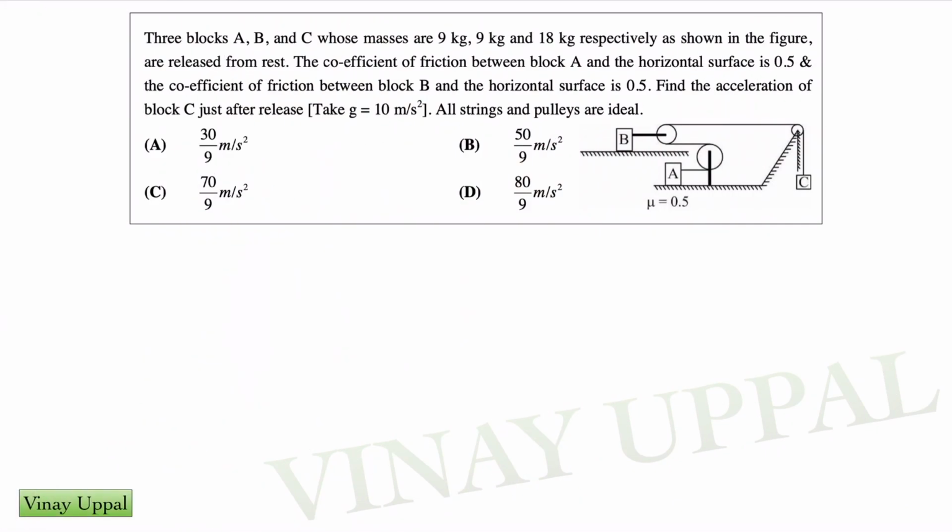Now let's do a question on friction. The three blocks A, B and C, whose masses are 9 kg, 9 kg and 18 kg, are shown and they are released from rest. The coefficient of friction between block A and the horizontal surface is 0.5, and the coefficient of friction between block B and the horizontal surface is 0.5. Find the acceleration of block C just after the release.